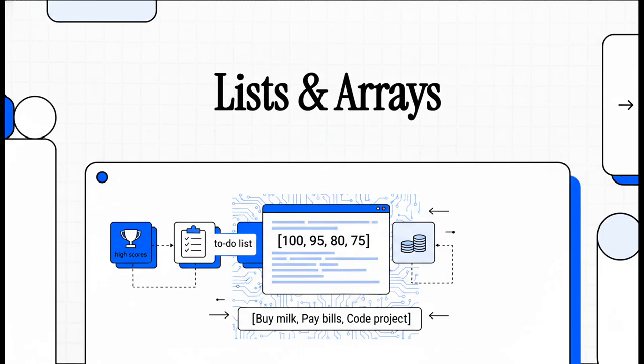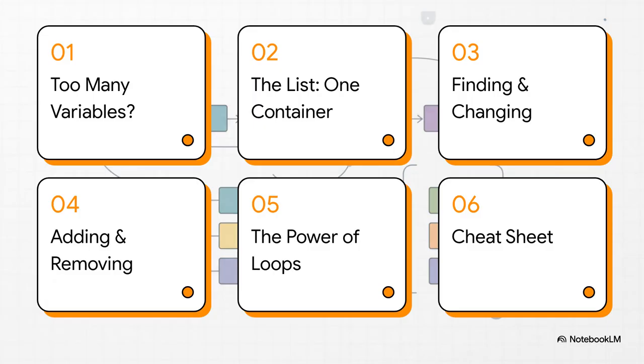Welcome to The Explainer. Today, we're going to break down one of programming's most fundamental tools, the list, which you'll also hear called an array. This is the key to managing collections of data, whether it's high scores in a game or just your daily to-do list. So, here's what we've got on tap.